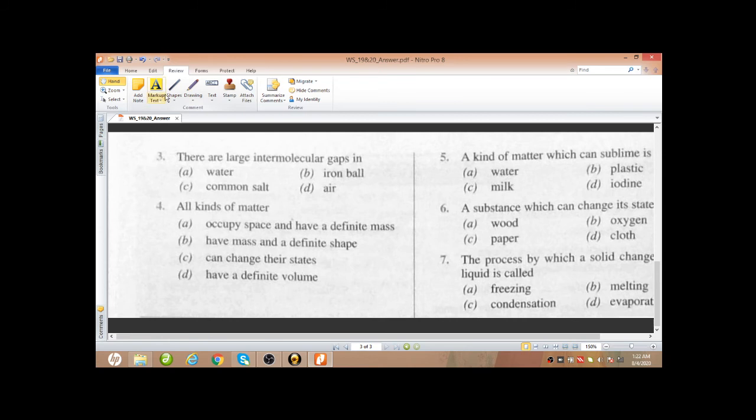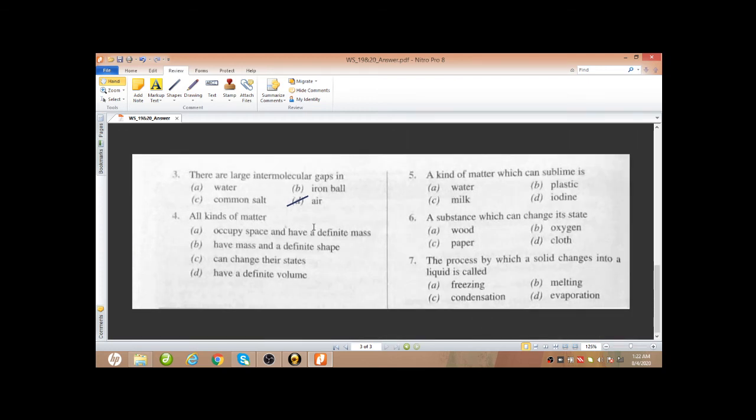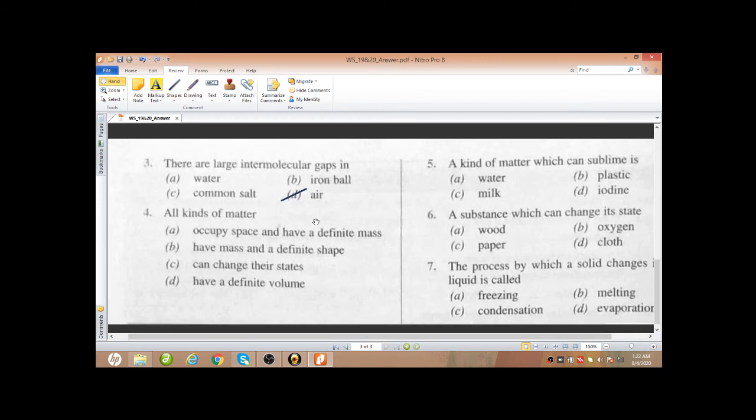Next, number 3, there are large intermolecular gaps in air. As air is a kind of gas, there will be large intermolecular gaps in air. Whereas iron ball and common salt are solid, so there will be less intermolecular gaps between them. And water is a liquid, so there will be less intermolecular gap compared with air. So if we compare between air and water, there will be large intermolecular gaps in air.